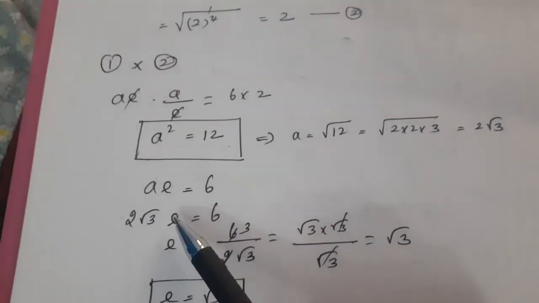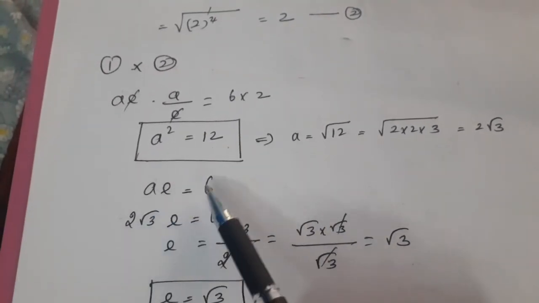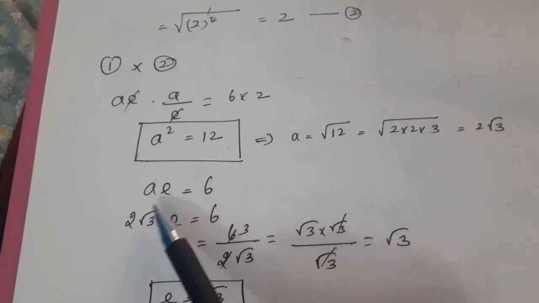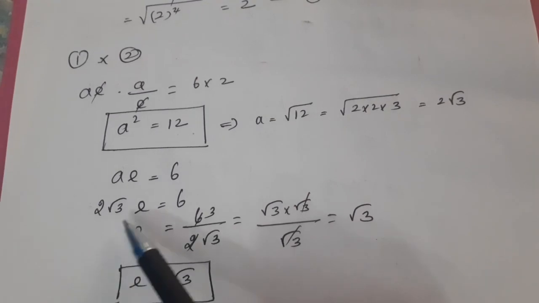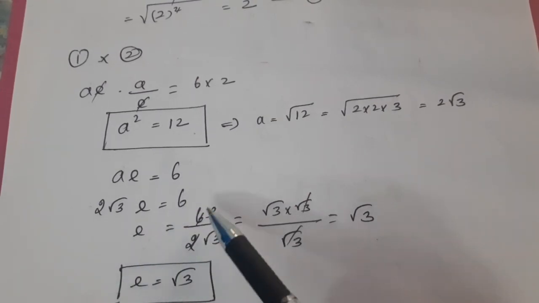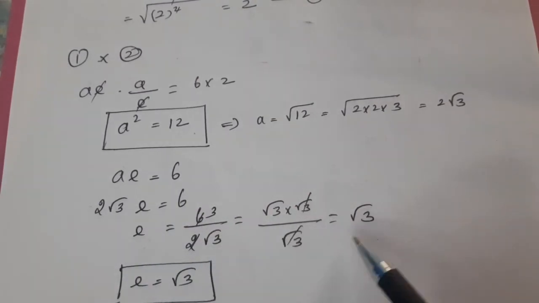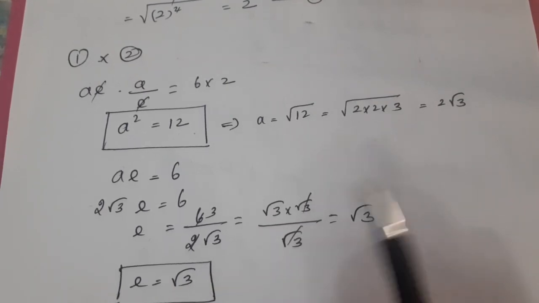Now using AE equals 6, and A equals 2 root 3, we have 2 root 3 into E equals 6. So E equals 6 by 2 root 3. Simplifying, we get the result E equals root 3.